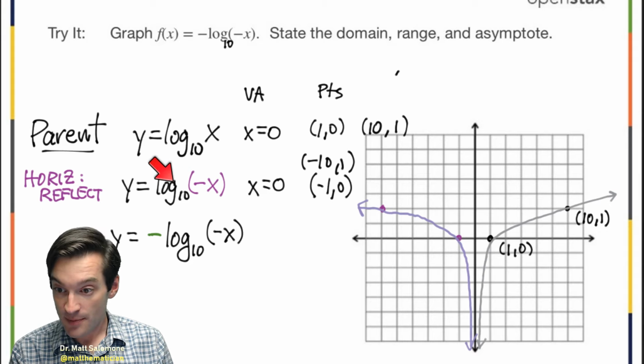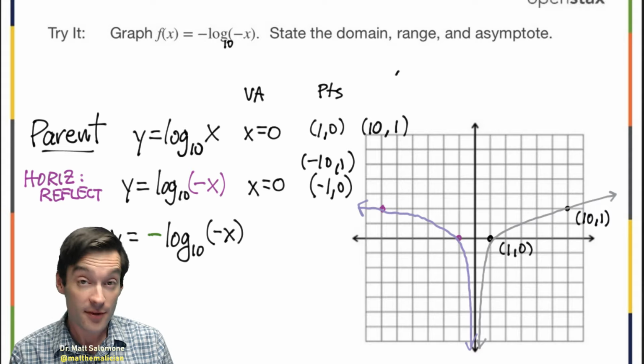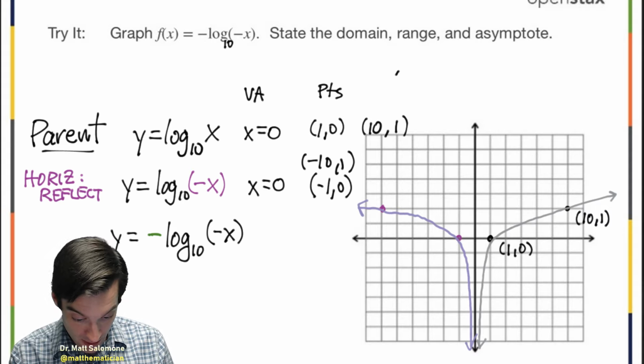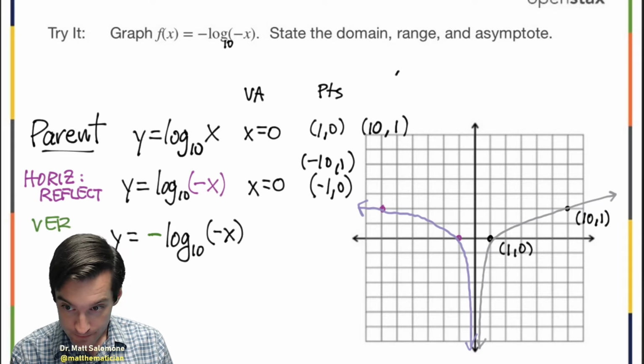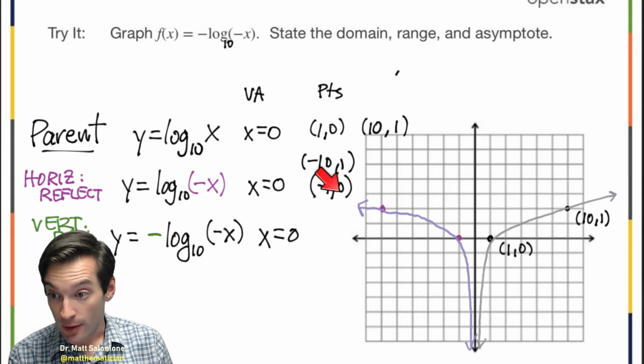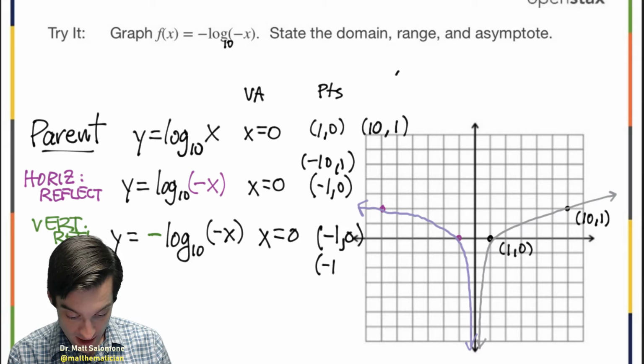And then my second step, when I put a minus sign in front of my whole expression, that's the same as switching the sign on y. It's the same as replacing y by minus y. And so what I get there is a vertical reflection. And my vertical asymptote, when I reflect in a vertical way, remains x equals 0. But now the y-coordinates of my control points are going to flip, which doesn't change my negative 1, 0, but it does change negative 10, 1 to negative 10, negative 1.